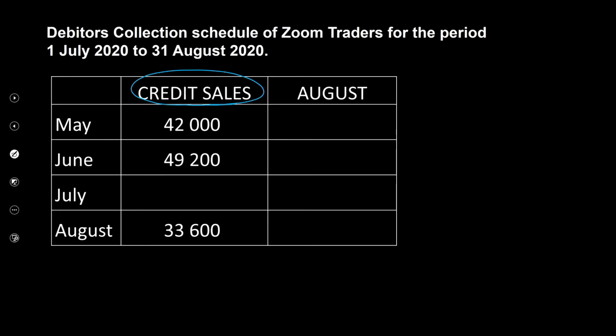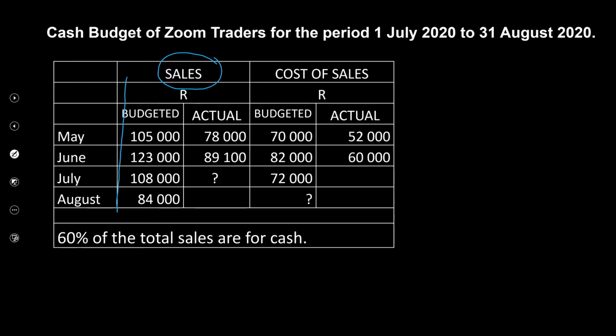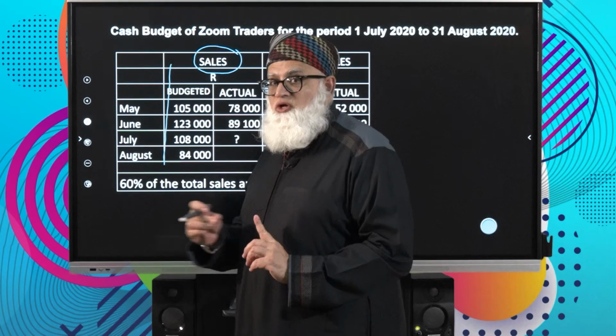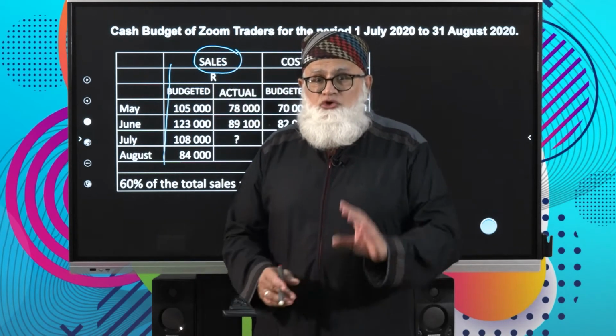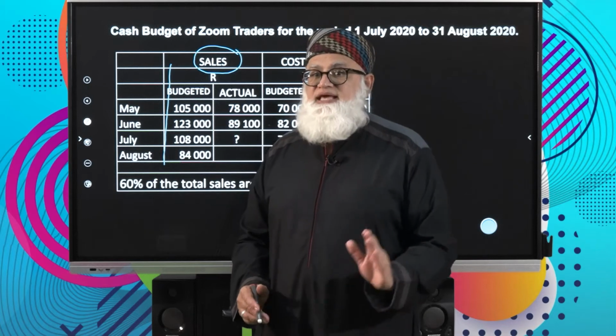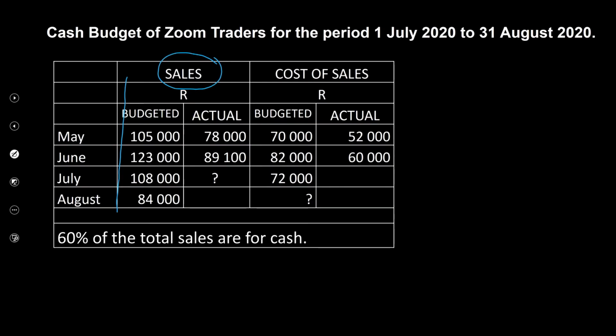Do you see that? So now that you have the credit sales, they asked you to calculate the credit sales for July. Let's go back and see the information that we have here. We are told that these sales figures are your total sales figures. But that's inadequate. That's not what we require to complete the debtors collection schedule. In order to do a debtors collection schedule, like I mentioned earlier, you require your credit sales. And therefore, step number 1, calculate your credit sales for July.